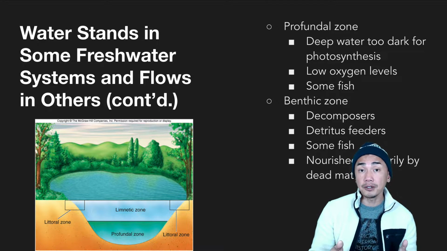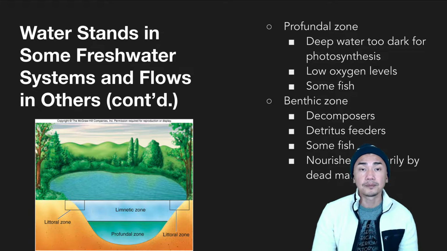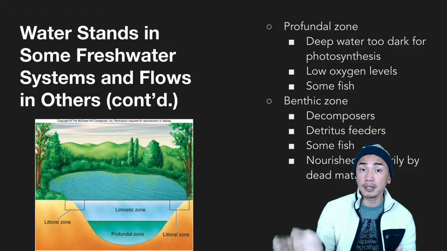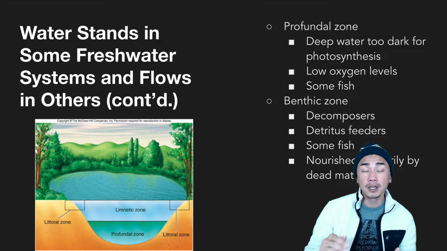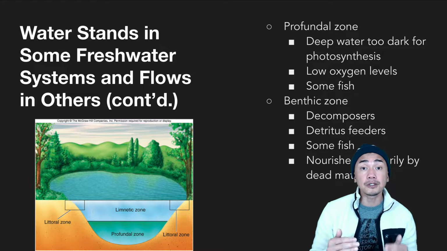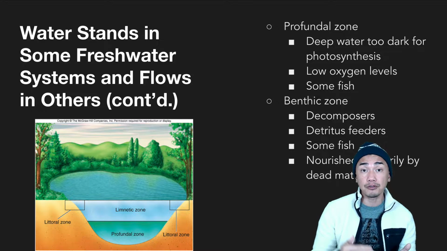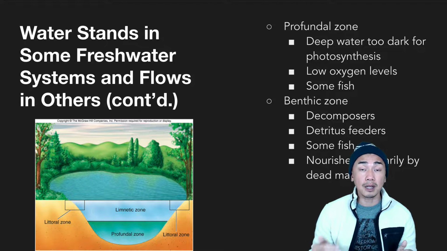Next, you'll find the profundal zone away from the shoreline and under the limnetic zone. It's too dark here for photosynthesis, and as a result, oxygen levels are low. You will still find some fish here though. Finally, there's the benthic zone. This is the lake bottom, and you'll find decomposers and detritivores here. You'll find some fish here and other organisms that depend primarily on dead matter for nourishment.